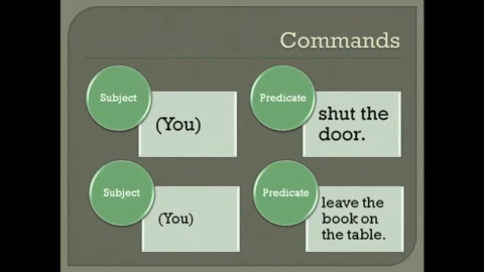Commands are a type of sentence in which the subject is not usually spoken or written, but it is implied. The subject of commands is typically you. As you can see in these examples, although you is not specifically spoken, it is still the subject. So normally we would say, shut the door. And in this case, the subject is you, even though it's not being spoken. And the same for leave the book on the table. The subject is implied, and the subject is you.